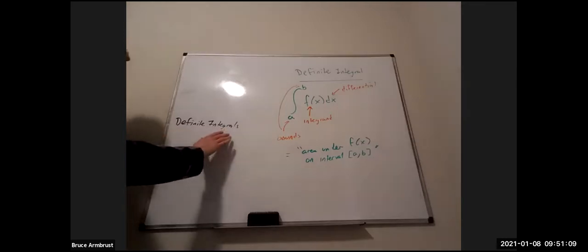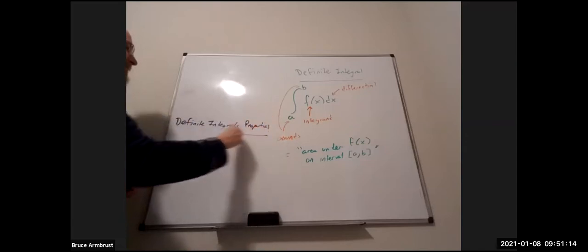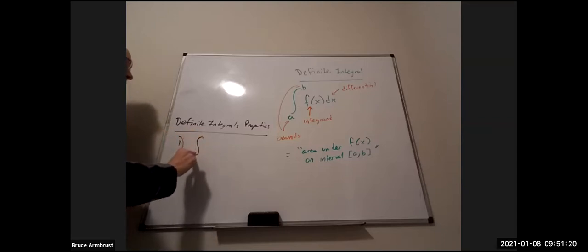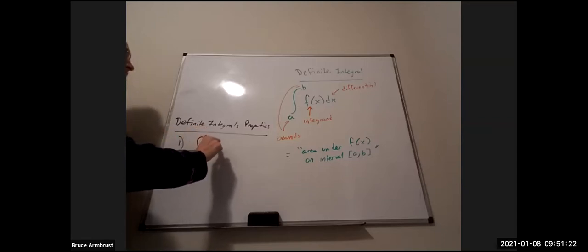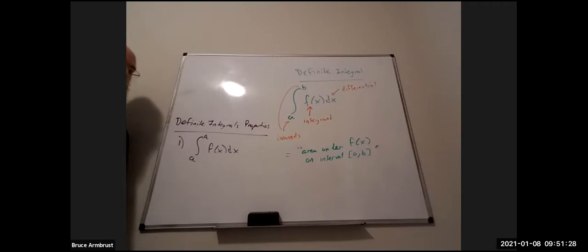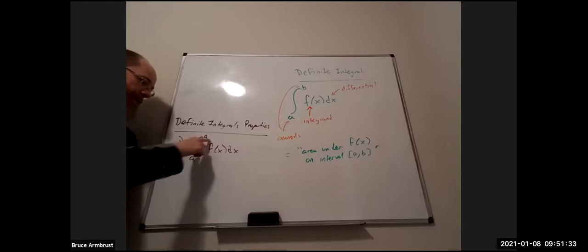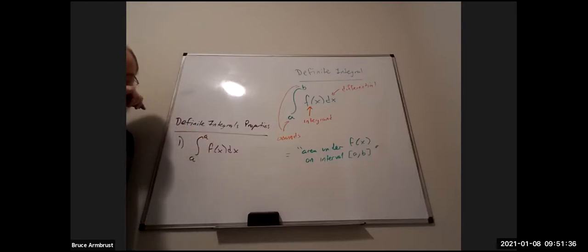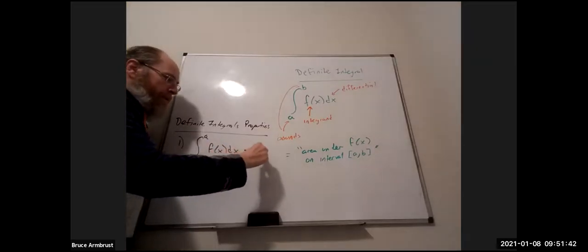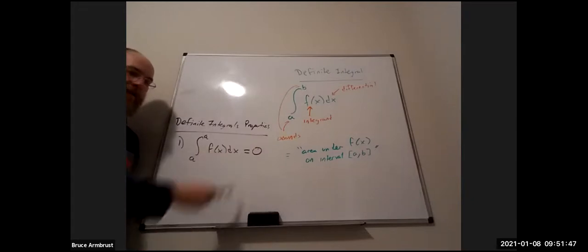All right, so definite integrals. Here are some properties. All right, so here's the first one. Let's say we're going to have a definite integral where the bounds are the same, where these are both the same. So this would be from 3 to 3, from 10 to 10, from -2 to -2. If your bounds are ever the same, no matter what the function is, you're going to get 0.